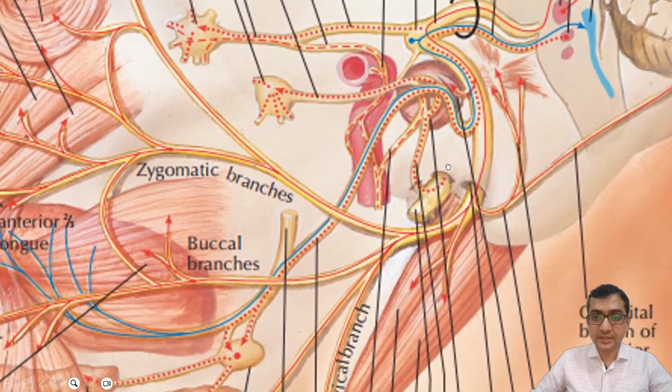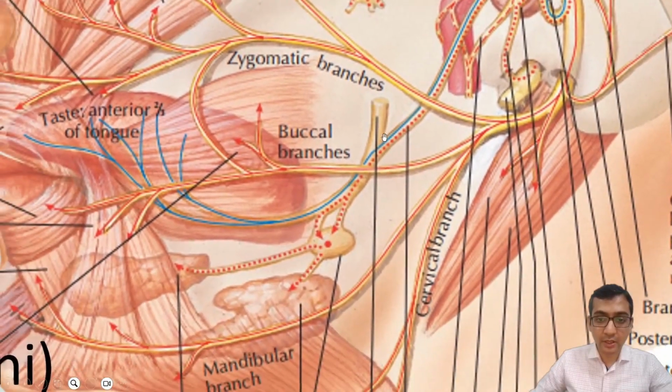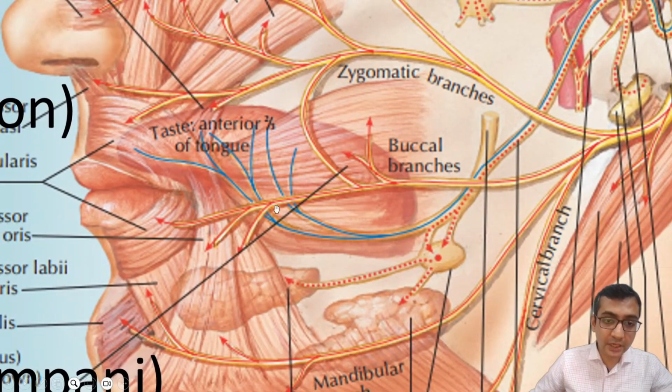And the chorda tympani branch is the one that exits in the ear and goes down to the infratemporal fossa, joins the lingual nerve, gives the parasympathetic supply to the submandibular and sublingual gland, and gives the taste fibers to the anterior two-thirds of the tongue.